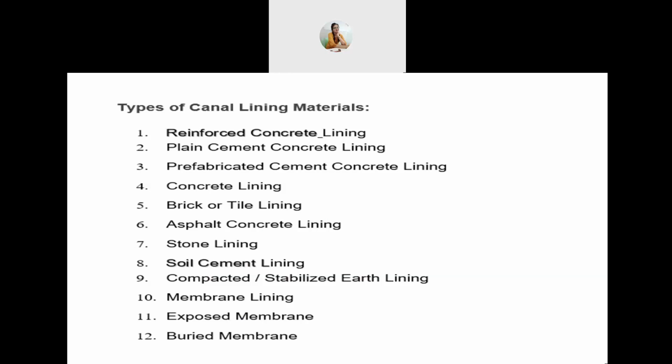So there are 12 types of canal lining materials, and they are reinforced concrete lining, plain cement concrete lining, prefabricated cement concrete lining, concrete lining, brick or tile lining, asphalt concrete lining, stone lining, soil cement lining, compacted or stabilized earth lining, membrane lining, exposed membrane, and buried membrane.